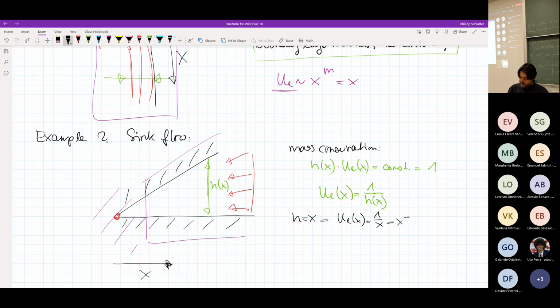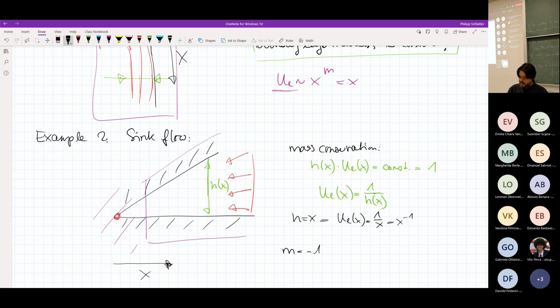And of course, this is x to the minus 1. Okay. Now I have all I need, actually. Because this minus 1 here would correspond to the m. So that means in this case I would have m being minus 1. Yes, I hope I have it here as well. Yes, okay. This is m is minus 1.